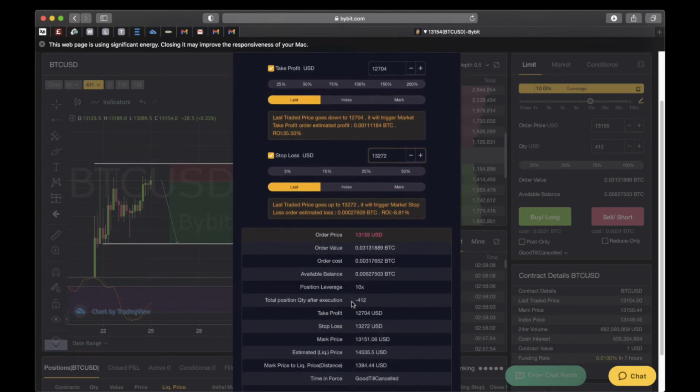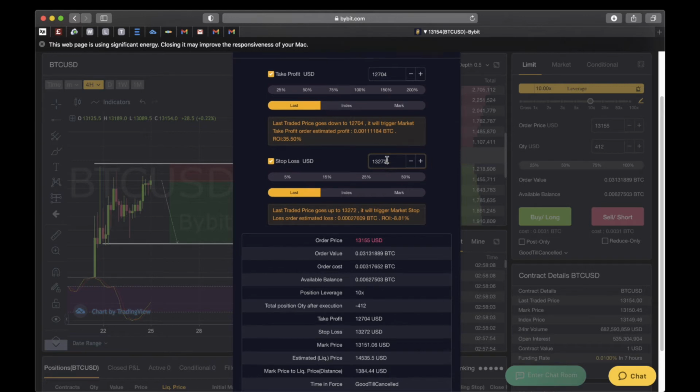So it's already showing us the last traded price goes up to 13,000, so it will trigger the market stop. It means once the price gets here, it will help you take the loss, because we are shorting. So if price goes up, we are going to lose money, right? But if price goes down, we are going to make money. That's the point of margin trading. You can make money when market is going up, and you can also make money when market is going down.